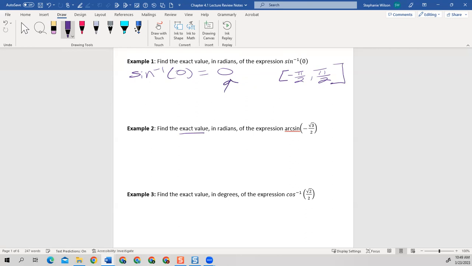Now it says find the exact value in radians, the expression arc sine of negative square root of 3 halves. Arc sine just means sine inverse. Okay, so now that we know that, we can type it in our calculator. And when we type it in our calculator, we're going to get negative pi thirds.